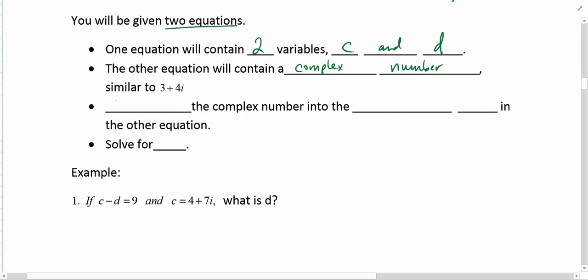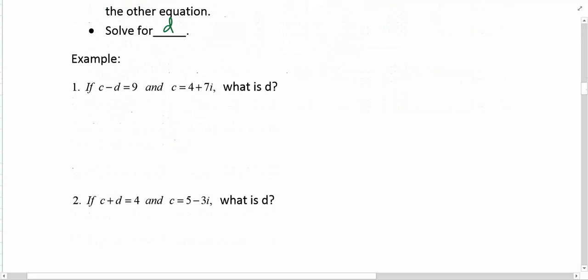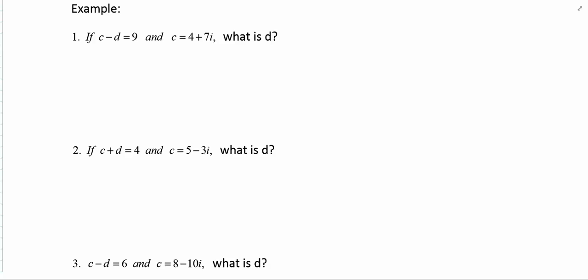To solve, we will substitute the complex number into the variable c in the other equation. Then we will solve for the letter D. Let's take a look at a few examples.